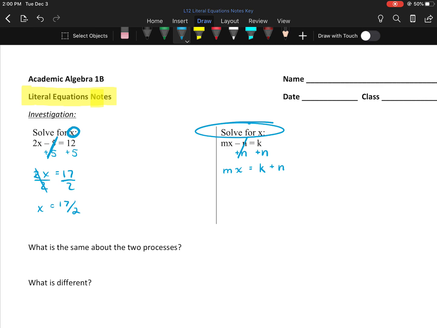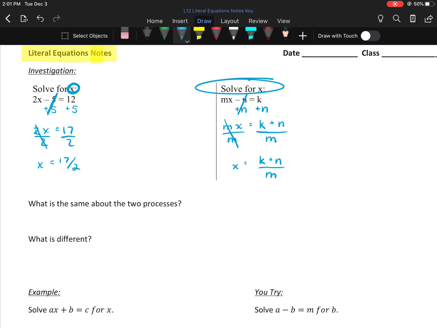Now the last step is going to be, I'm trying to get x by itself, so I'm going to divide by m here, and I'm just going to put all of this over m and leave it just like that. That's fine. Okay, so your final answer is x is equal to k plus n over m. And you solve for x, you got it by itself.